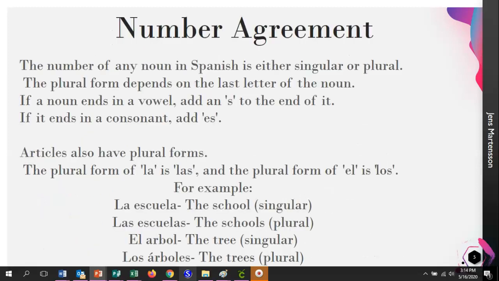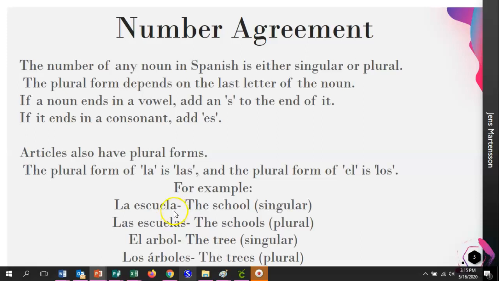Let's talk about number agreement. So the number of any noun in Spanish is either singular or plural. The plural form depends on the last letter of the noun. So if a noun ends in a vowel, okay, we're going to add an S. So for example, down here we have la escuela, which is translated to the school.